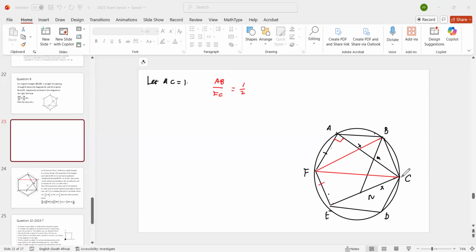AB over FC, because AB is the radius and this is the diameter. All the sides can be regarded as radii. Okay, so that's an important conclusion here. And then also, this AB is parallel to FC. What's the reason for that?